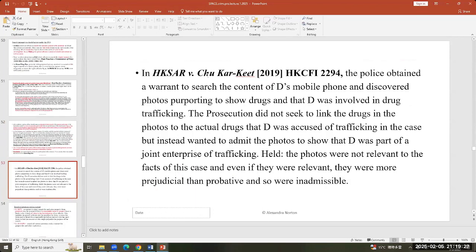This case, Chukar-Keat, is an example of where the search went outside the scope of this reasonable belief that an offense had been committed. In this case, the police had actually found photos, not of the drugs that the defendant was alleged to have trafficked, but photos of other drugs. So they wanted to show that he's part of some kind of wider drug trafficking syndicate. But that's not what he was charged with. And so the extra photos were prejudicial and inadmissible.